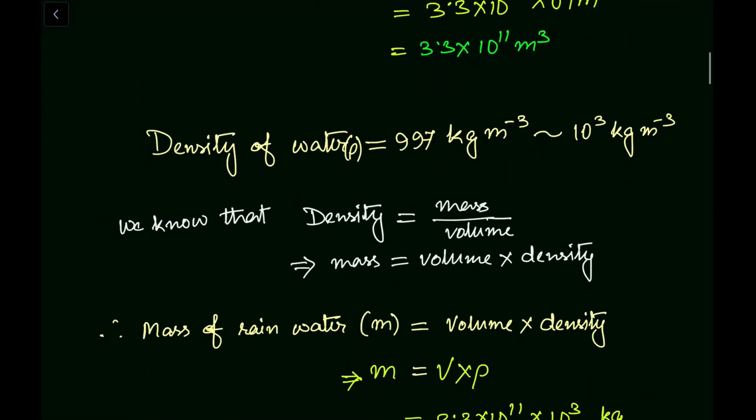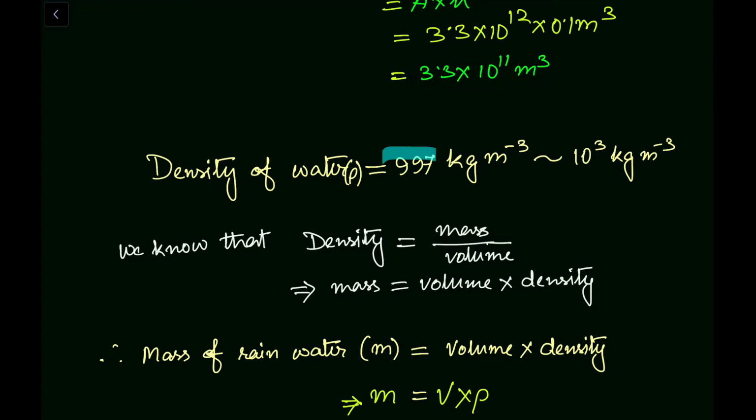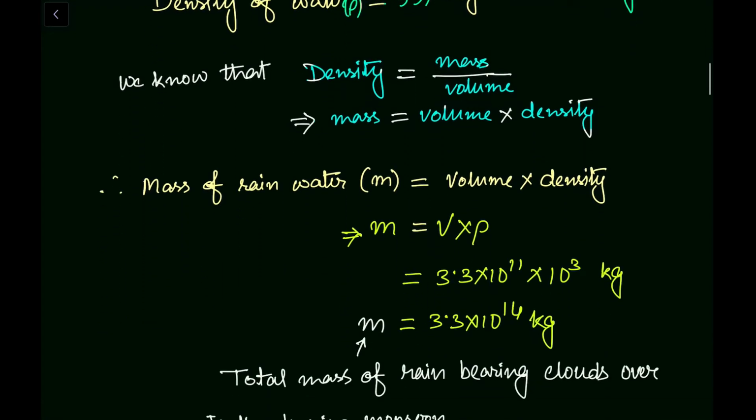Now the density of the water. The standard density of water is 997 kilogram per meter cube. That means in 1 meter cube of volume we have this much mass of water. That is the density, denoted with rho. So we can approximate this 997 kg per meter cube as 10 cube kg per meter cube. Now we know that density is mass divided by volume, therefore mass is equal to volume into density. I hope you are clear on this much.